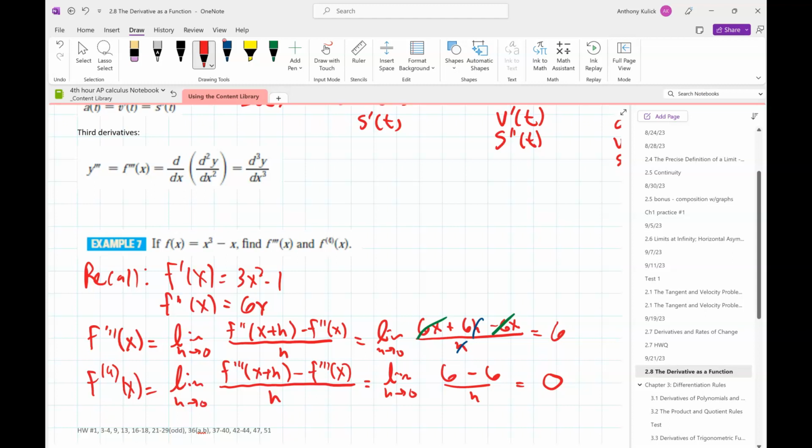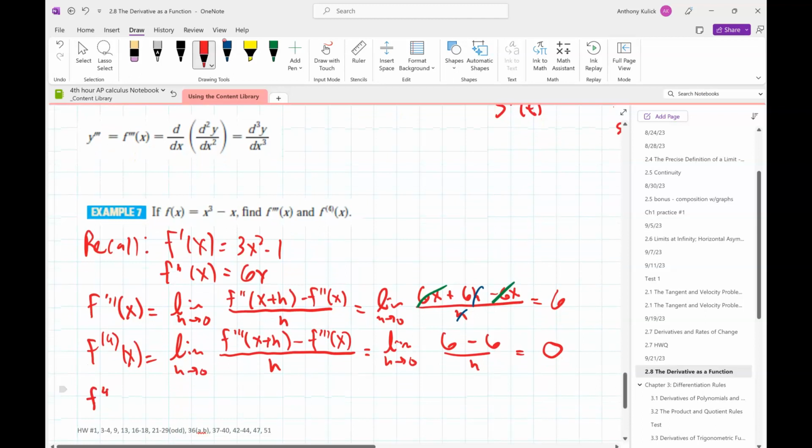Wait, how is it 0? Because what if you plug in 0? No, if I plug 0 in, I just get 0, right? This is just a constant function like y equals 0. When x is 7, what's y? 0. When x is 15, what's y? When x is negative 13, what's y? When x is just a, what is y? 0. So just always 0. You know what I mean? Is that every case? No!